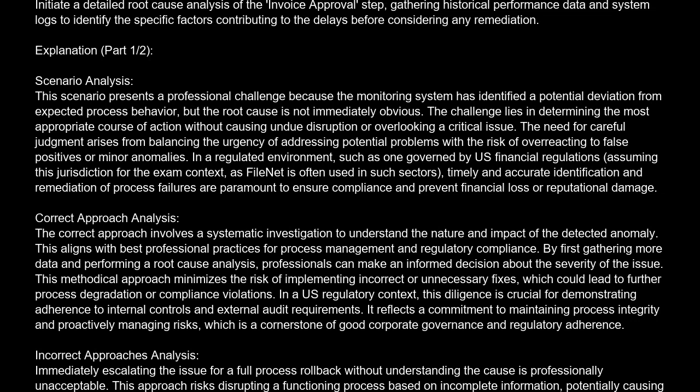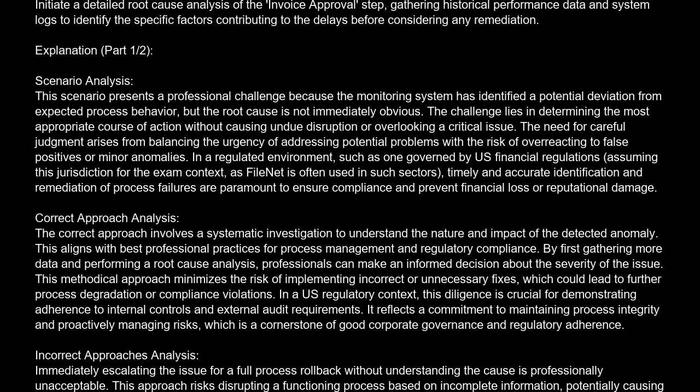Initiate a detailed root cause analysis of the invoice approval step, gathering historical performance data and system logs to identify the specific factors contributing to the delays before considering any remediation. Explanation. Scenario analysis. This scenario presents a professional challenge because the monitoring system has identified a potential deviation from expected process behavior, but the root cause is not immediately obvious.